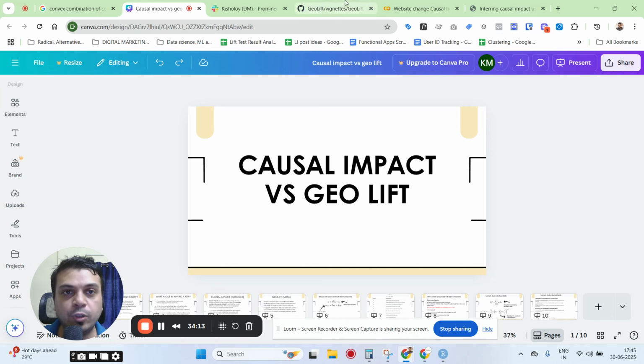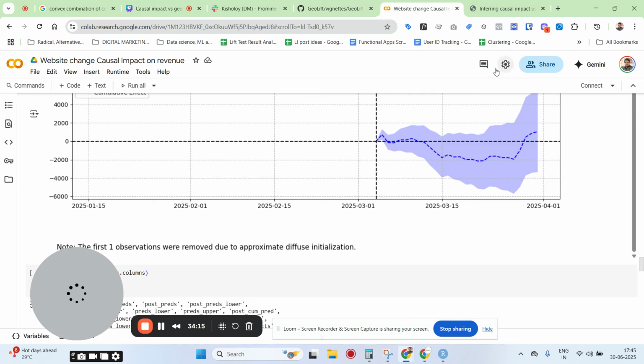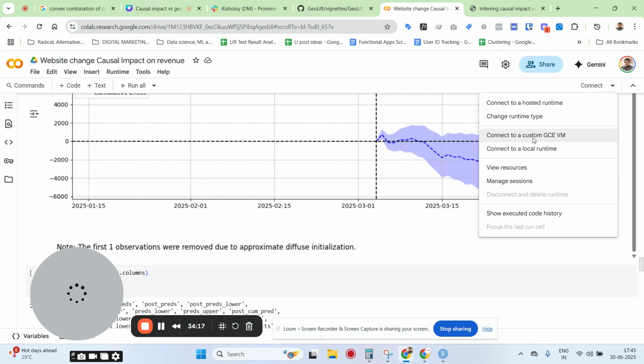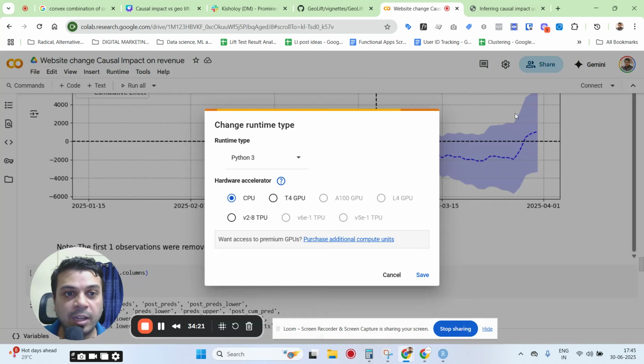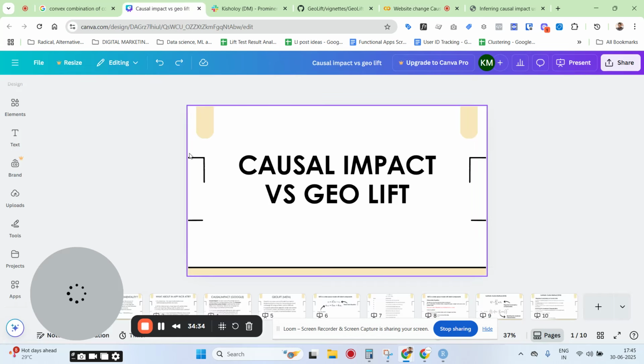You basically have to choose a different kind of runtime type. There are different kinds of runtime types available. For instance, this was running on CPU, you'll probably have to go for a GPU or a TPU in order to run that properly, if you have to run R within the Python environment, like say Google Colab.